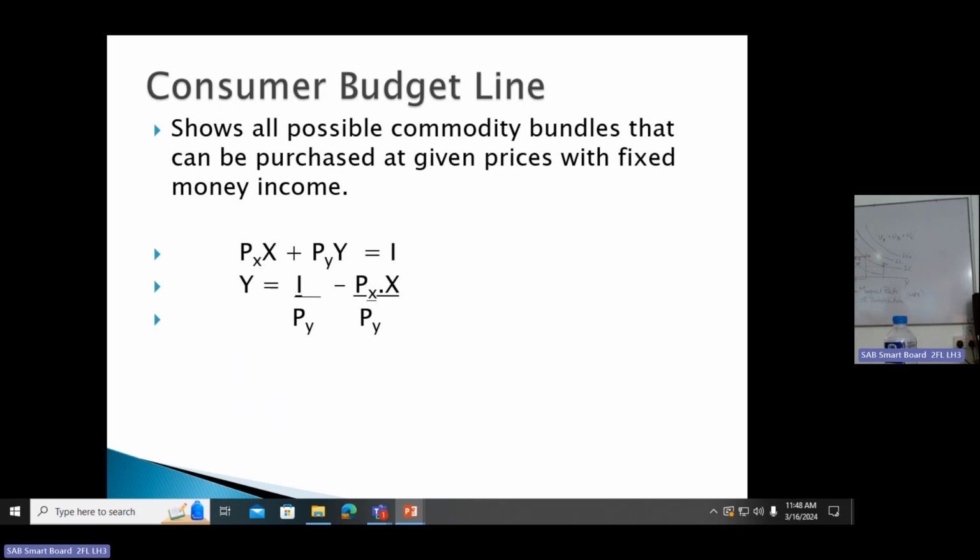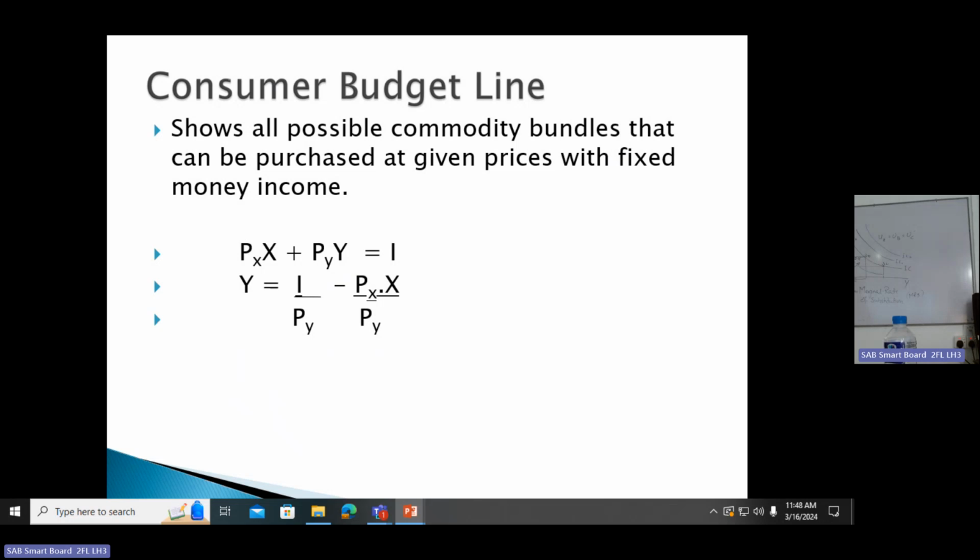First we take the two products or two bundles, X and Y. The expenditure on product X is Px into X, where Px is the price of product X and X is the quantity. So this is the expenditure on product X, and the expenditure on product Y is Py into Y. That should equal I, the total income.